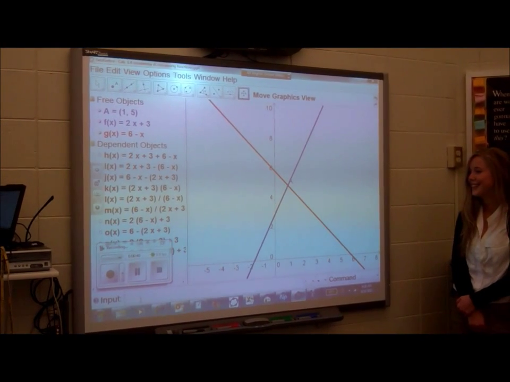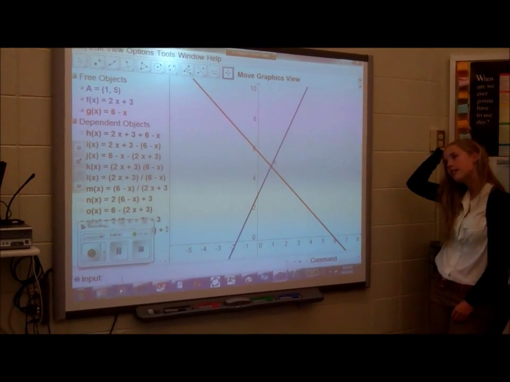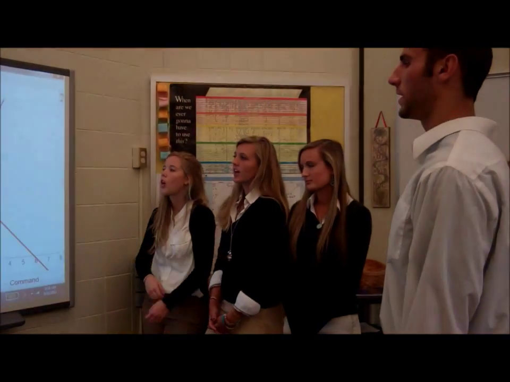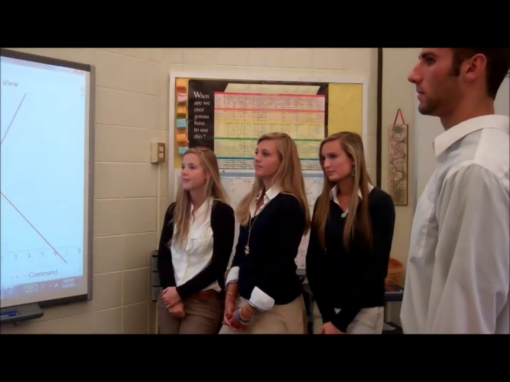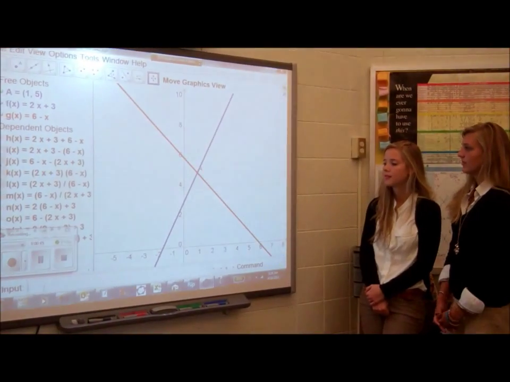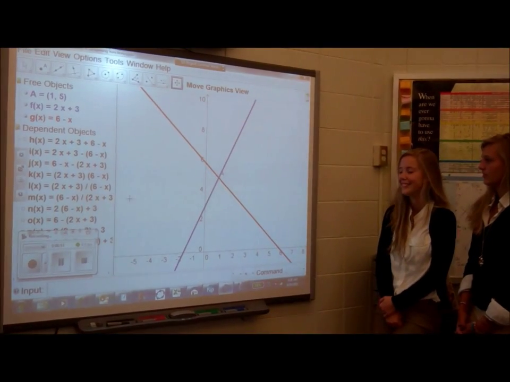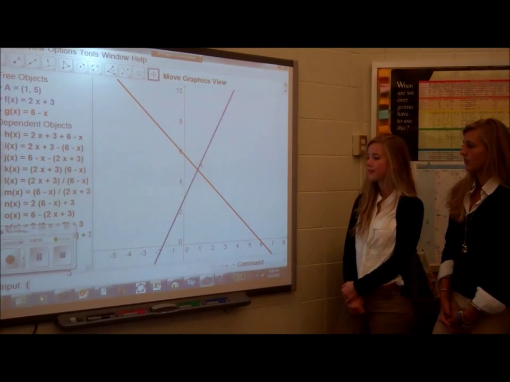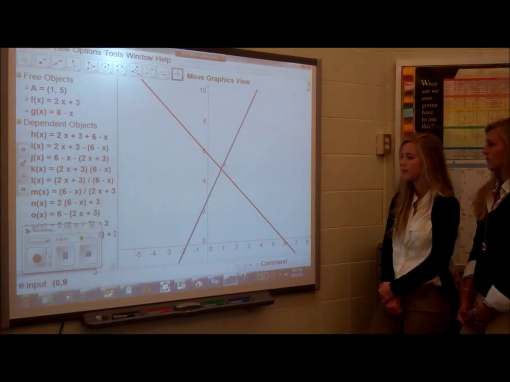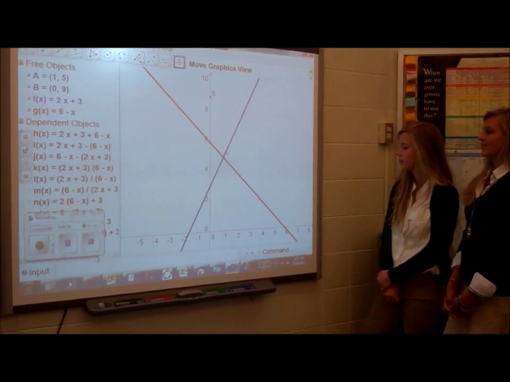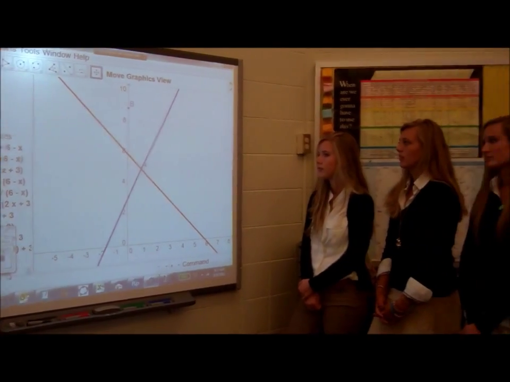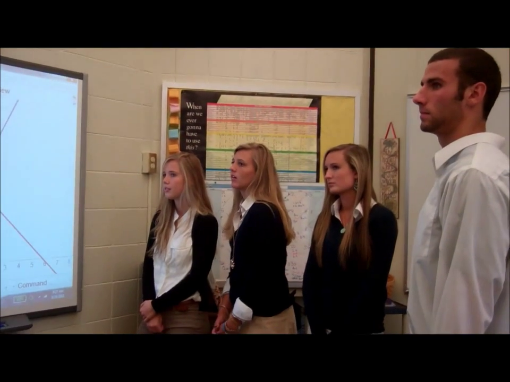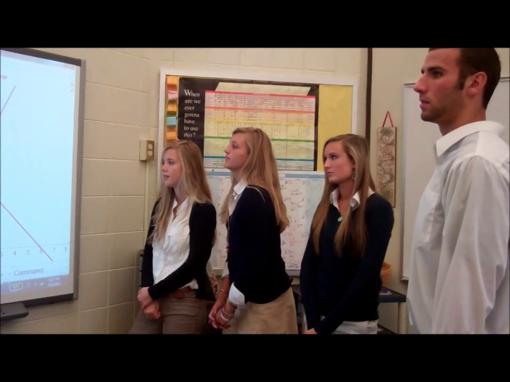What else do you think is going to be in the sum? When you add up two functions, what do you think you're adding up? Slopes? Intercepts. So what are the two intercepts? (0, 6) and (0, 3), so that should be (0, 9), right? Okay, there's another point. Any other ideas? Or maybe that's enough, because when you add up two lines, you're going to get another line.